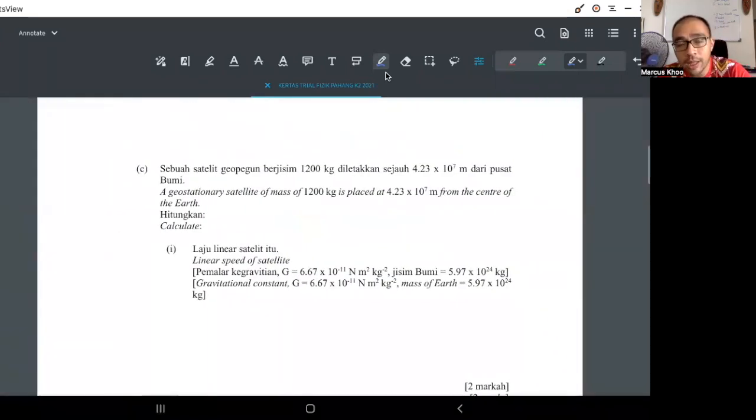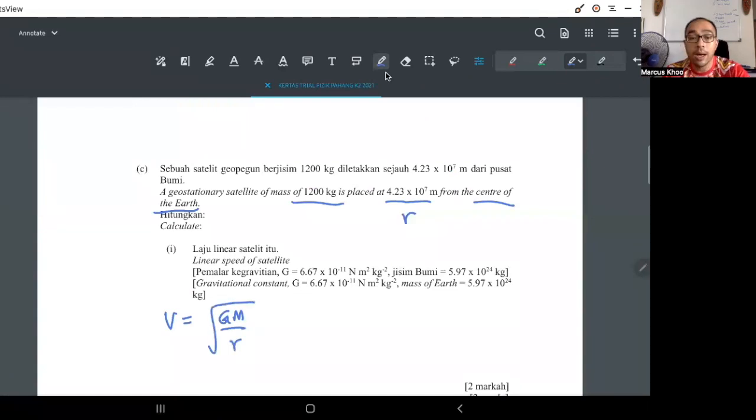Now, a geostationary satellite of mass 1,200 kilograms is placed 4.23 times 10 to the power 7 meters from the center of the Earth. So this is probably the R. Calculate the linear speed of the satellite. The formula for linear speed is V equals the square root of GM over R. But this M is the mass of Earth, not the mass of the satellite. So be very careful with this.